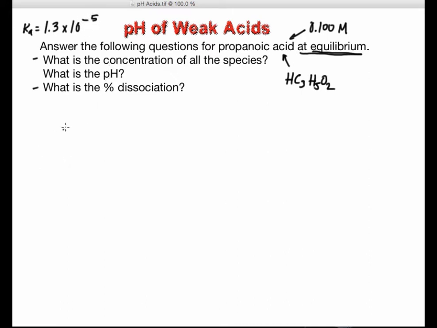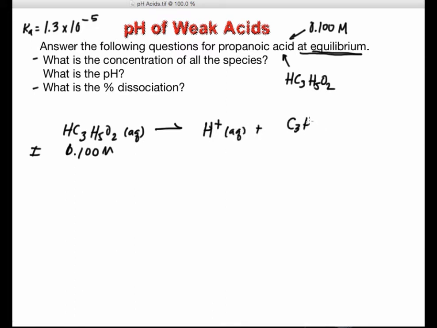All right, so what we're doing here is we're going to start with the propanoic acid, HC3H5O2. We're going to have an aqueous system, so we're going to put into this solution initially a 0.100 molar solution. This solution is going to dissociate into ions, breaking up into hydrogen ions that are aqueous and into the propanoate polyatomic ion, which is going to have a -1 charge. So this is a monoprotic acid.